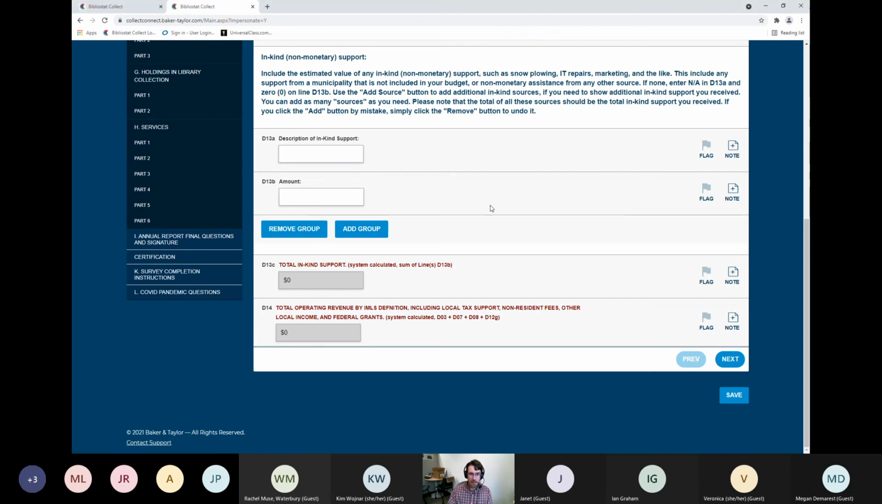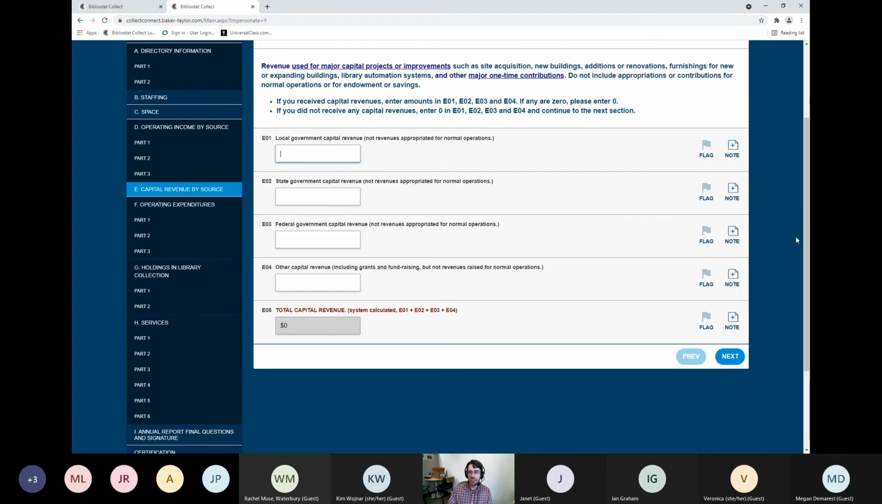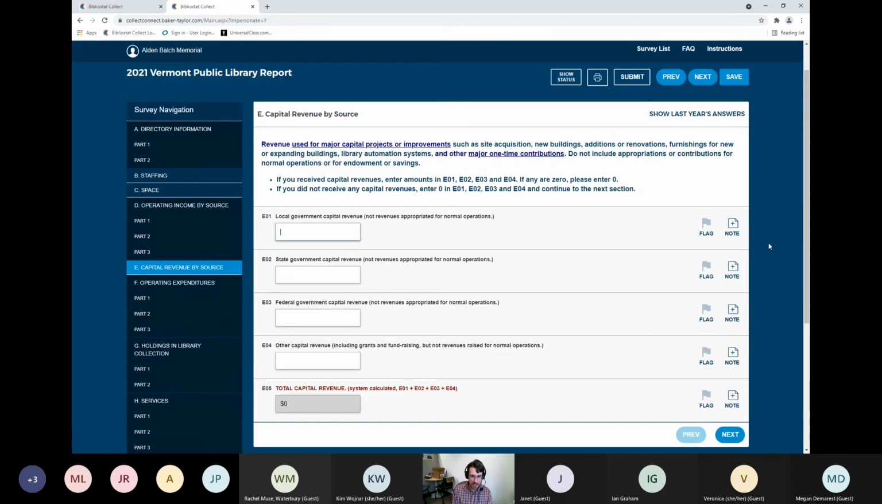Thanks, everybody. Okay, the next one is relatively short. This is capital revenue, revenue for capital projects. Many years, a lot of libraries don't have any capital revenue at all. So you just put a bunch of zeros. Capital revenue is typically for construction projects. Obviously, it's either for expansions, remodelings, or even new buildings. But it can be for any other large one-time expense.